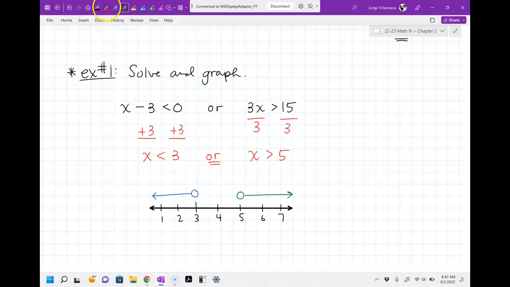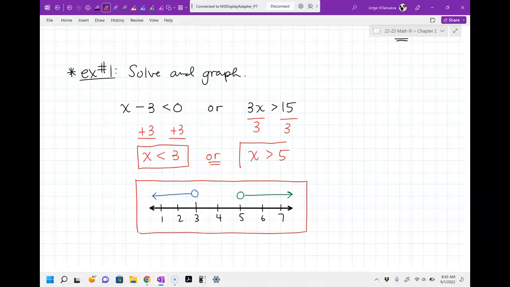Here's my problem right here. Okay? Here's my solution based on the graph. And here are my solutions based on the work. Okay, so these are called compound inequalities. So 2 inequalities. It could be more, but usually 2 is all we do.